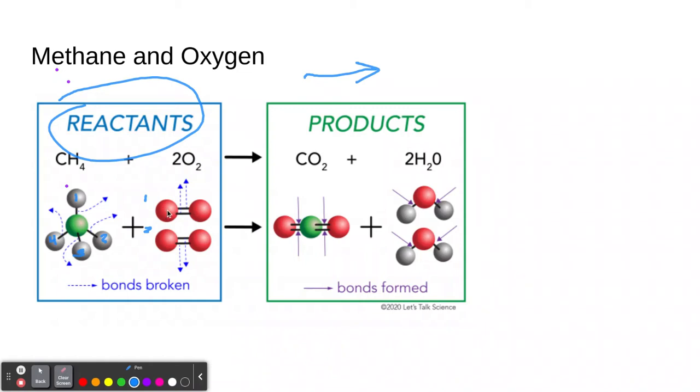So here we had these two oxygens, they bonded to the one carbon. Now we have that. And the four hydrogen bonded to the other two oxygen, and they created water. So bonds are broken, bonds are formed. And that breaking of bonds creates energy. And for this to happen, of course, you need activation energy to start it.